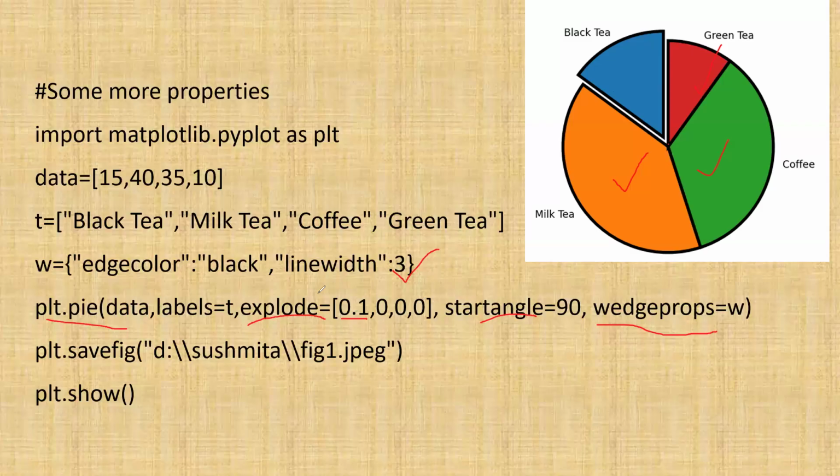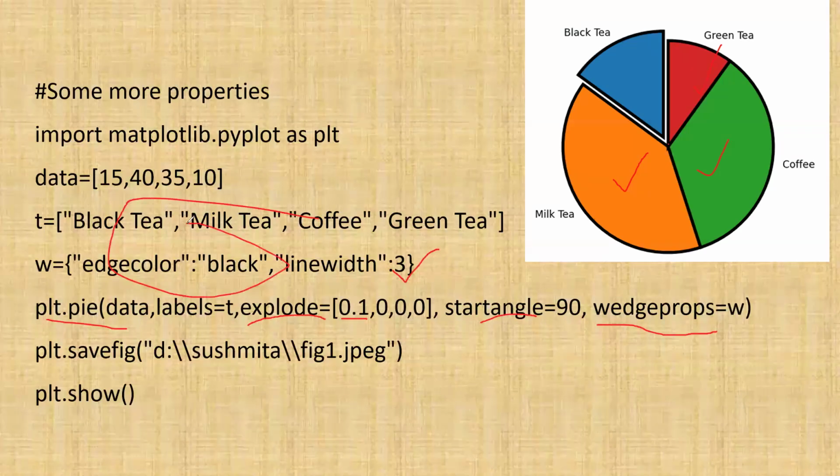Okay, so my basic input for the pie function remains data and labels. Then come the ones which I use for extra formats: one is explode, another is start angle. We had done colors in the previous two examples, and one more is wedge props, wedge properties, and there I assign a dictionary.